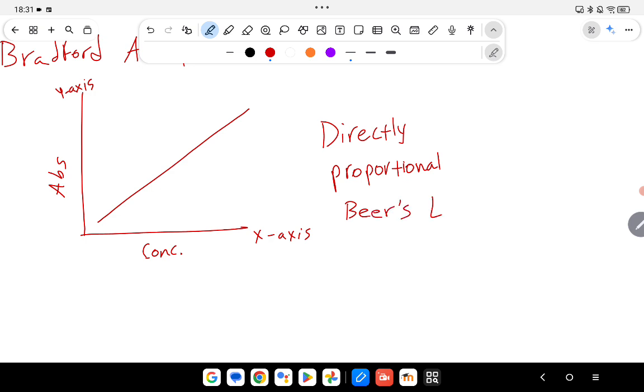So you need to know Beer's law. And it's summed up in that equation where absorbance equals molar absorptivity, times path length, times concentration, okay?